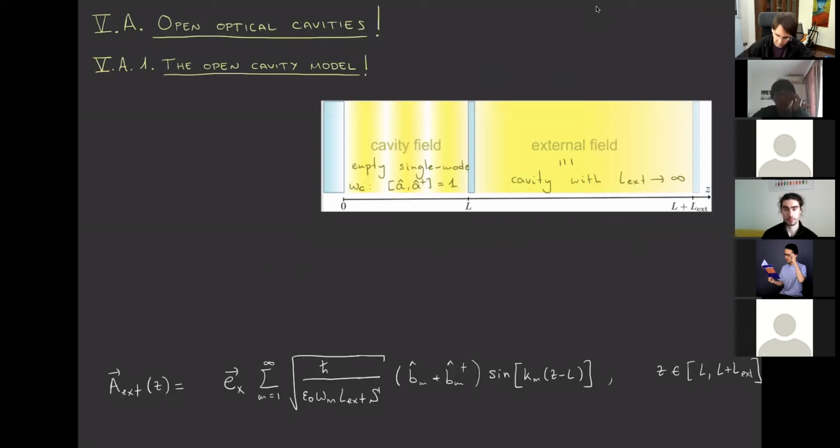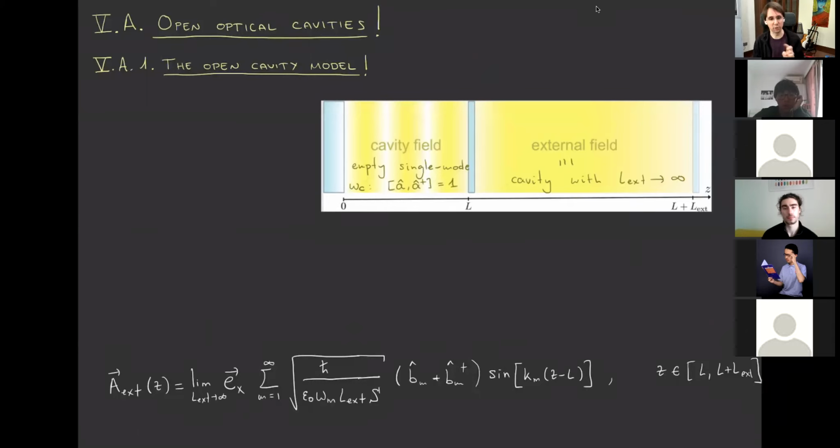So of course, these frequencies omega m, I will write it in a second, but they are given by integer multiples of pi divided by the length of the cavity, which is L external. So in principle, I could tell you that this is the model for the external field. And the only thing that we have to do is add one more thing, which is that we are going to take the limit of L external going to infinity. Okay, so a large cavity.